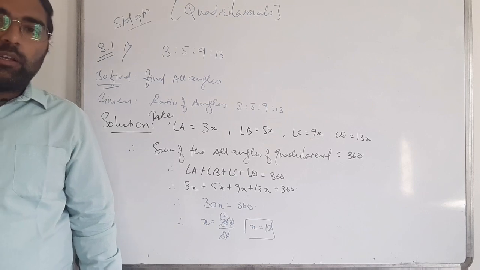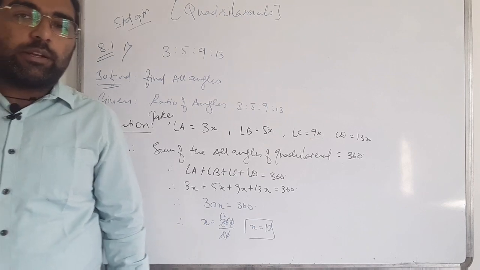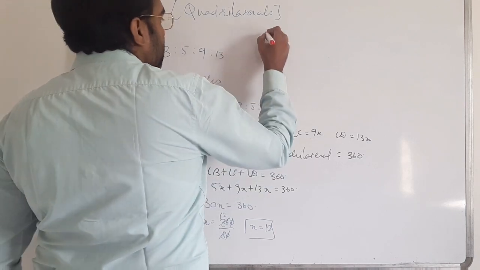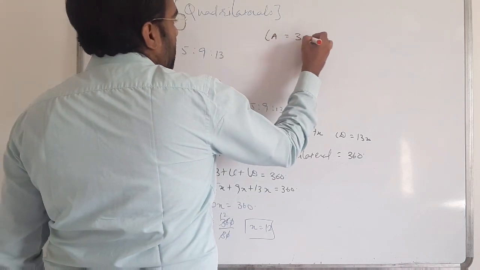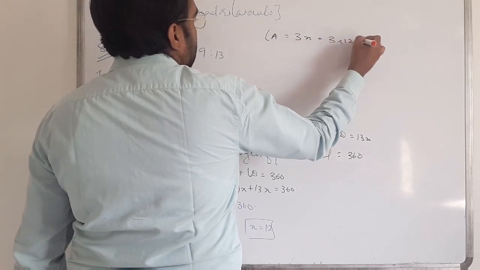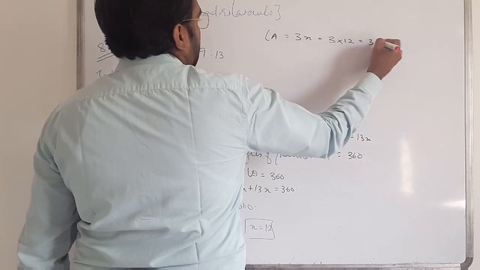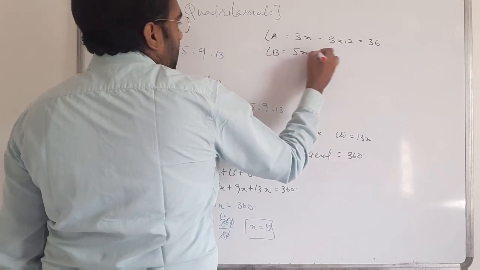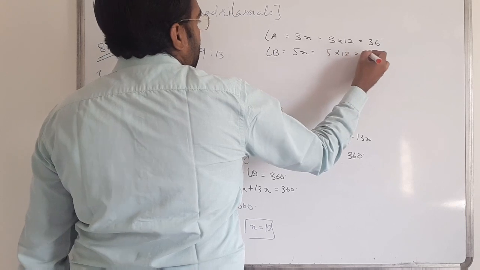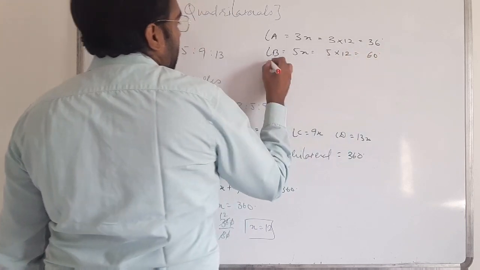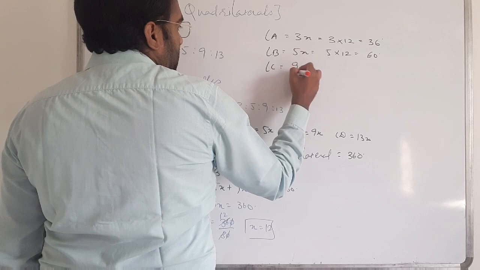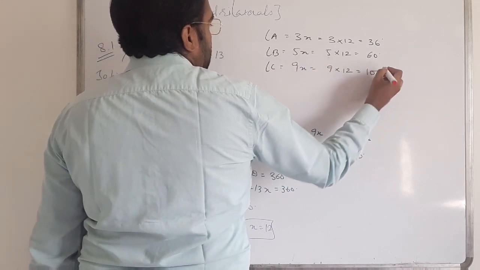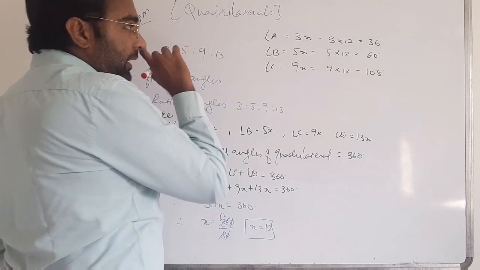Now we have to find the measurement of all the angles. Angle A is equal to 3x. So 3 into 12, that is 12 3s are 36 degrees. Angle B is equal to 5x. There is 5 into 12, that is 60 degrees. Angle C is equal to 9x. There is 9 into 12, that is 108 degrees. Okay.